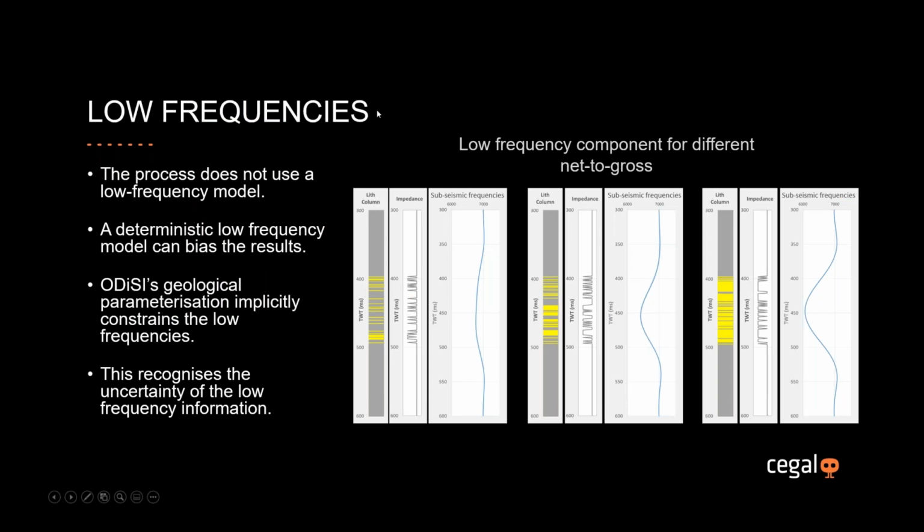What about low frequency in ODiSI? ODiSI doesn't use a low frequency model because a deterministic low frequency model can bias the result. Here on the right-hand side, we have three examples of low frequency models created using different net to gross. We can see a very large variation in the subseismic frequencies, and these are only based on the different low frequency net to gross. So it means that applying one of these models, we create a bias in our result. ODiSI geological parameterization, which allows the creation of pseudo-wells with different net to gross, constrains the low frequencies. This recognizes the uncertainty of the low frequency information.